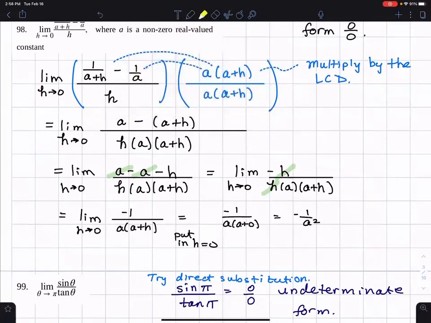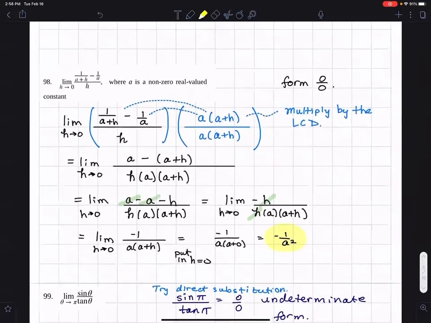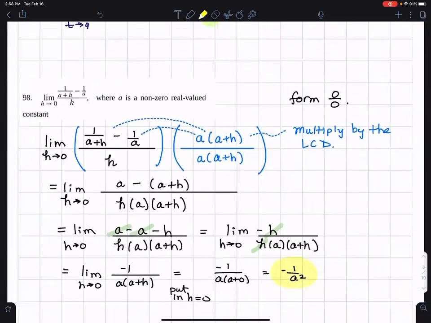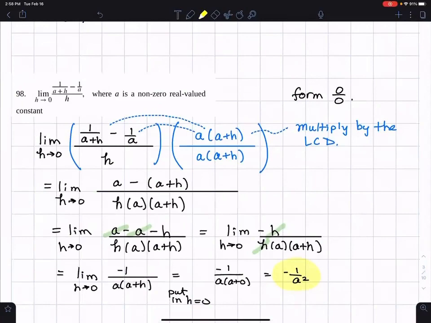So make sure that you go ahead and write the word limit and all that stuff. It's not like a multiple choice test where you just get the answer or something. You have to show all your work carefully.